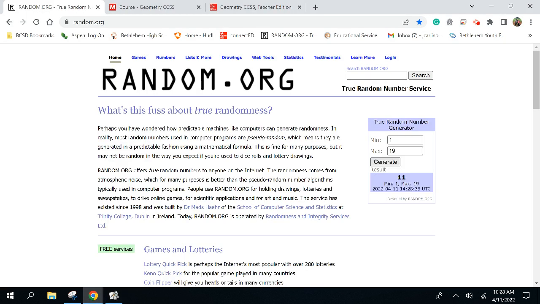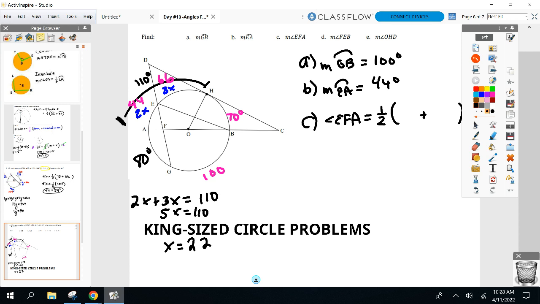Yeah, come on, come on. What arc belongs to EFA? 44. Now look at the vertical angle to EFA. What arc belongs to that angle? 100. Yes. Half of 144. What do we got? 72.